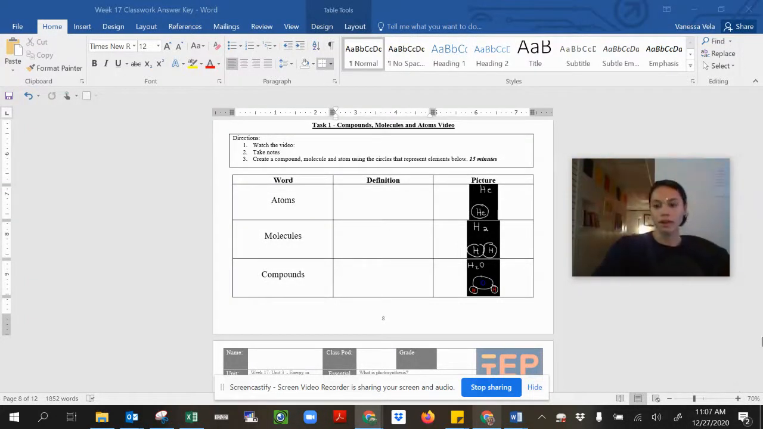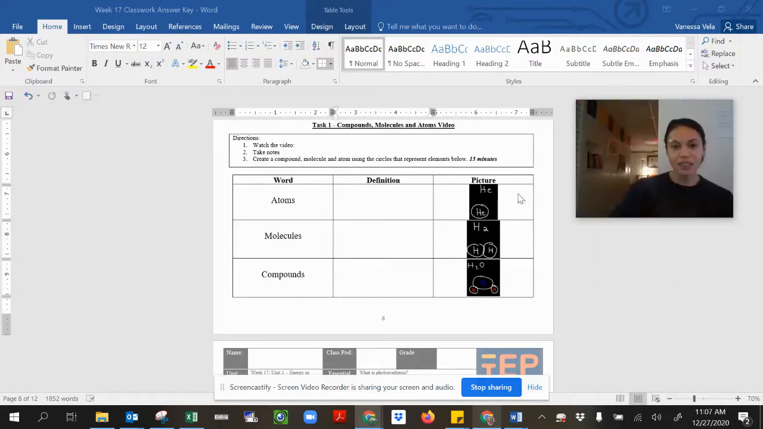I'm gonna go over compounds, molecules, and atoms. You may have remembered this from last year when you learned about phase changes. You learned about molecules and how they sped up if it was a gas and slowed down to a vibration when they were a solid. So I'm going to go over it more with you today because you may have forgotten it.